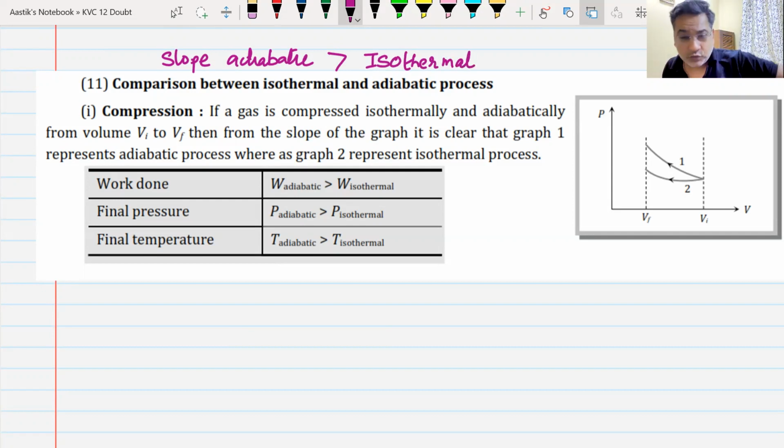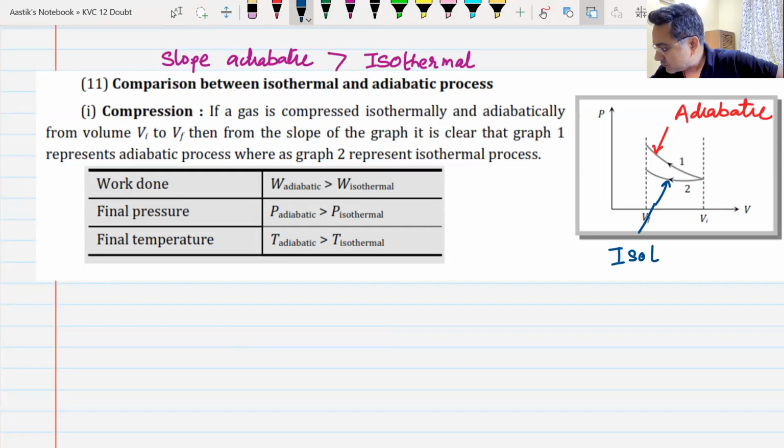And someone said that number 2 is the adiabatic graph. No, number 1 is the adiabatic graph. It is steeper. And number 2 is the isothermal graph. Please remember it. Don't forget it. The slope of the adiabatic graph is always more than the slope of the isothermal graph. Please remember it.